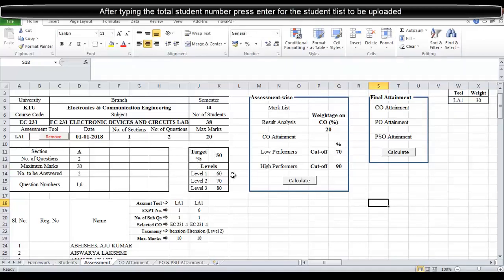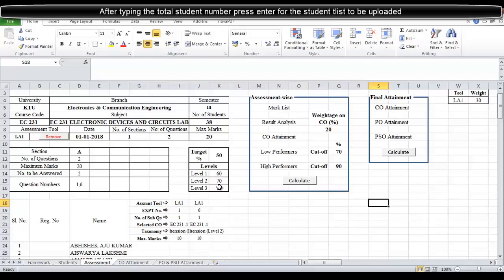Similarly, target percentage and the levels. Now this we have to very clearly understand. Target percentage is the percentage of students who should achieve these levels. So if 50 percentage of students achieve 80 percentage or more marks, it will be considered as level 3. So level 3 has been attained.